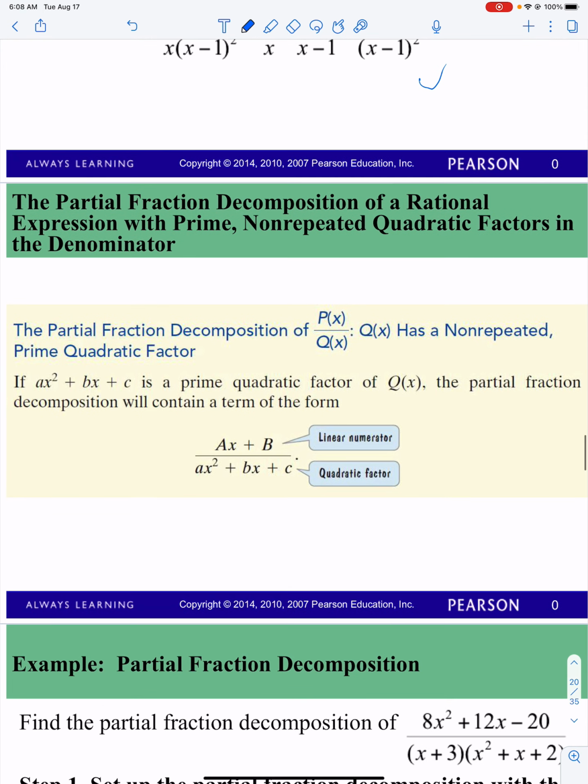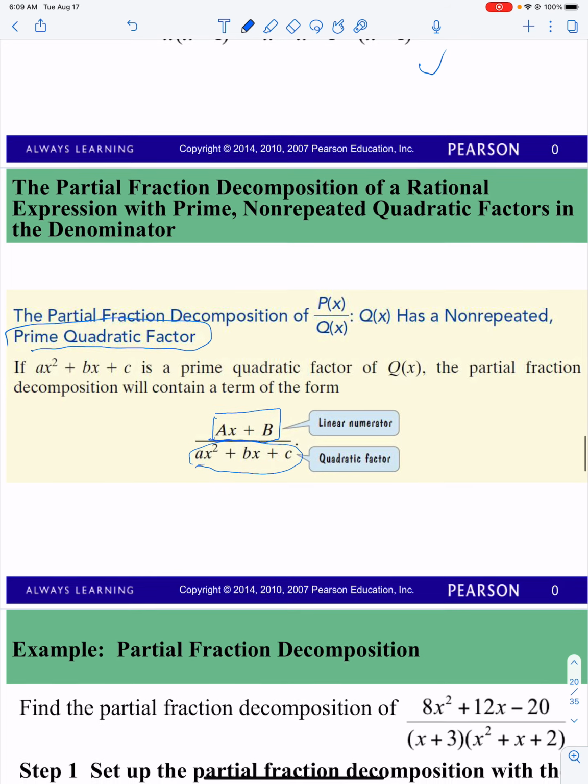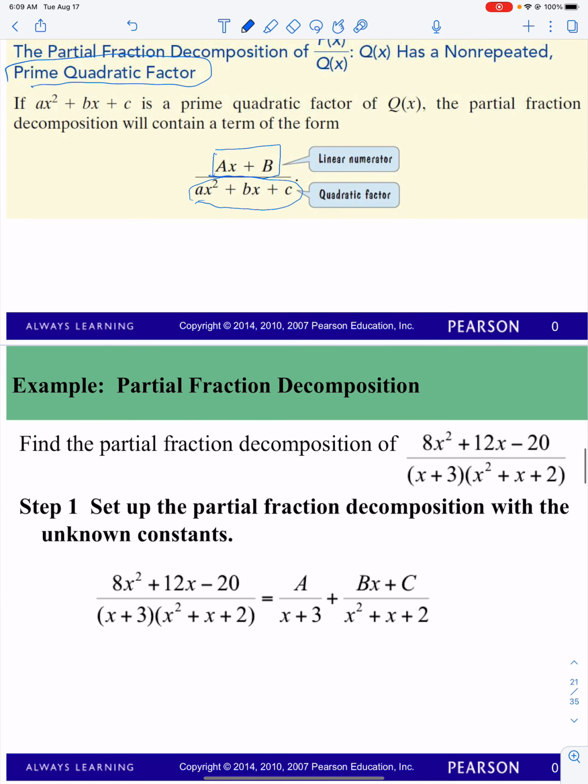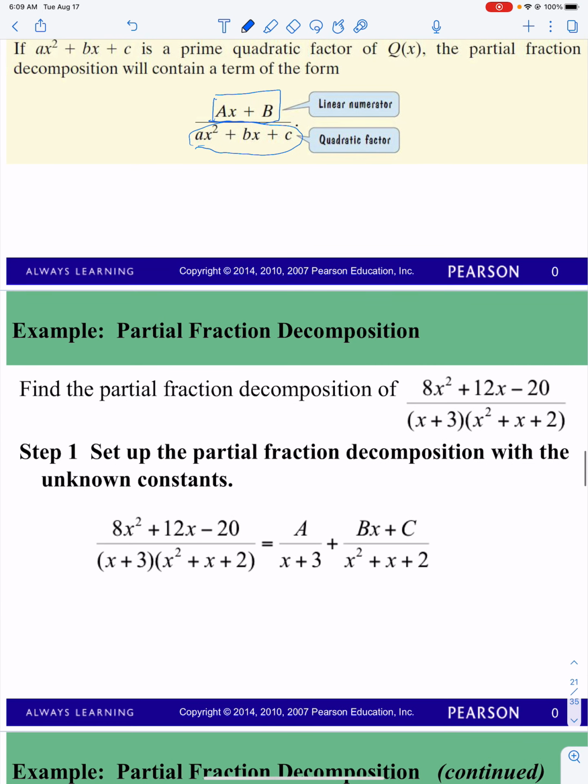Okay, so the last one is when Q(x) has a prime quadratic factor. When you have a quadratic factor, what should we do? As I just briefly mentioned, when you have ax squared plus bx plus c, your top is not a constant anymore. It will be a linear function, ax plus b. This is super important. Okay, so what should we do here?